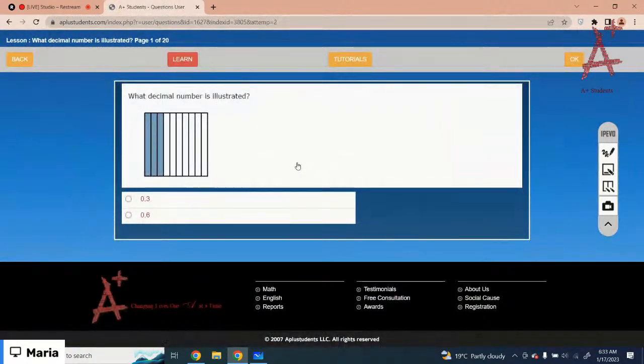Okay, what decimal number is illustrated? The total is 10. Got it? The total parts are 10. And out of the 10, just 3 are colored. So it would be 0.3. Got it? The correct option is 0.3.